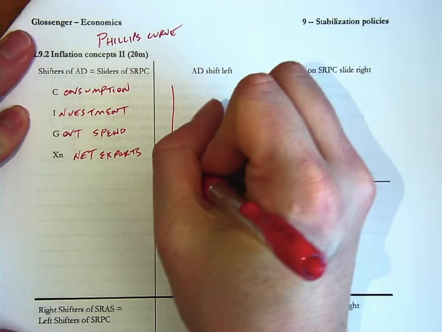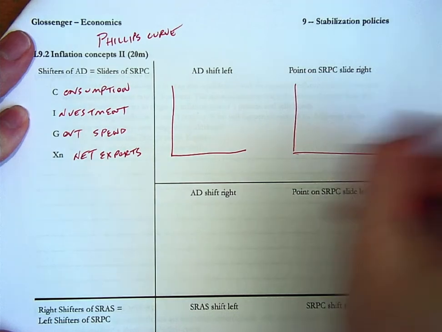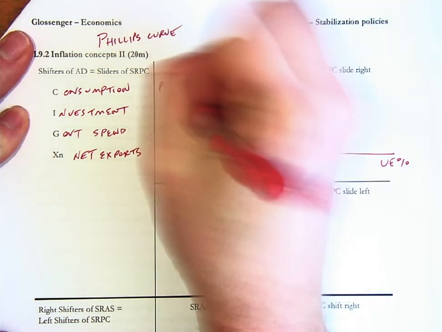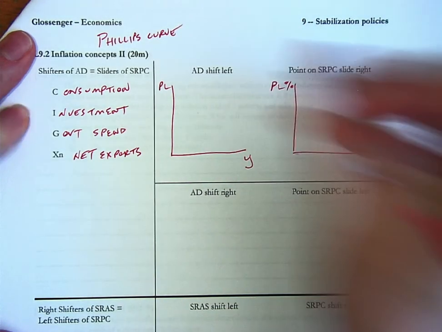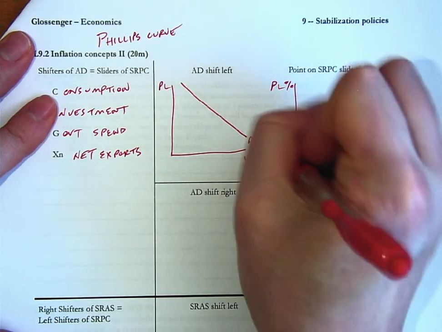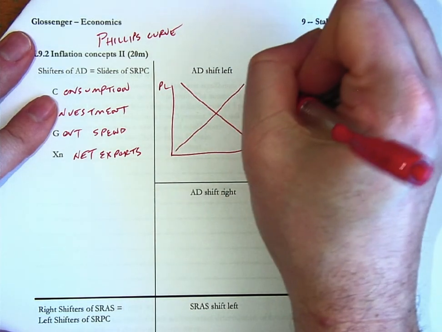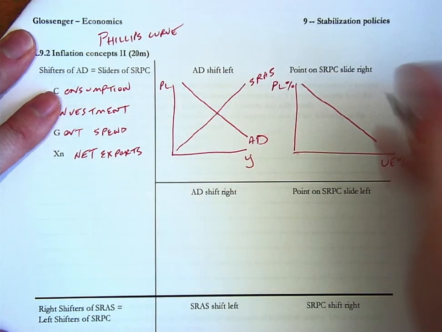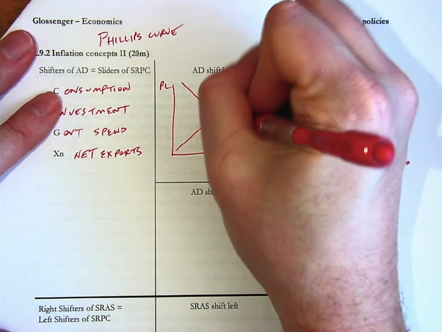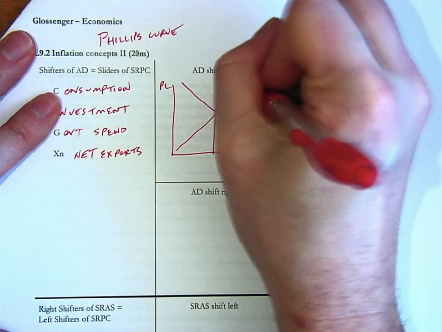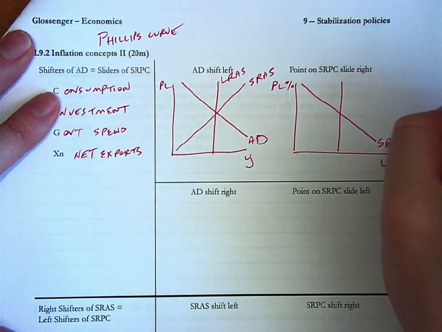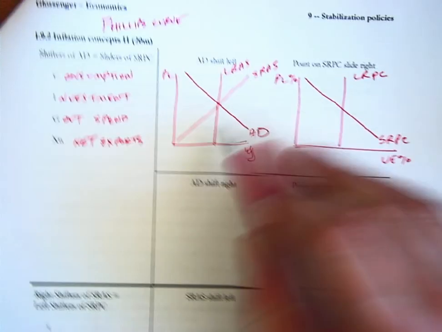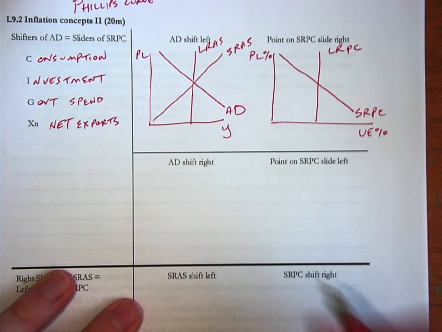Let's think about if we had two graphs right next to each other, and we had Y and unemployment percent, and we had price level and price level percent. We'll say we've got an aggregate demand curve and a short run aggregate supply curve. We'll throw an LRAS on there. And then we've got an SRPC and an LRPC because we've got a Phillips curve and we've got an AD-AS model.